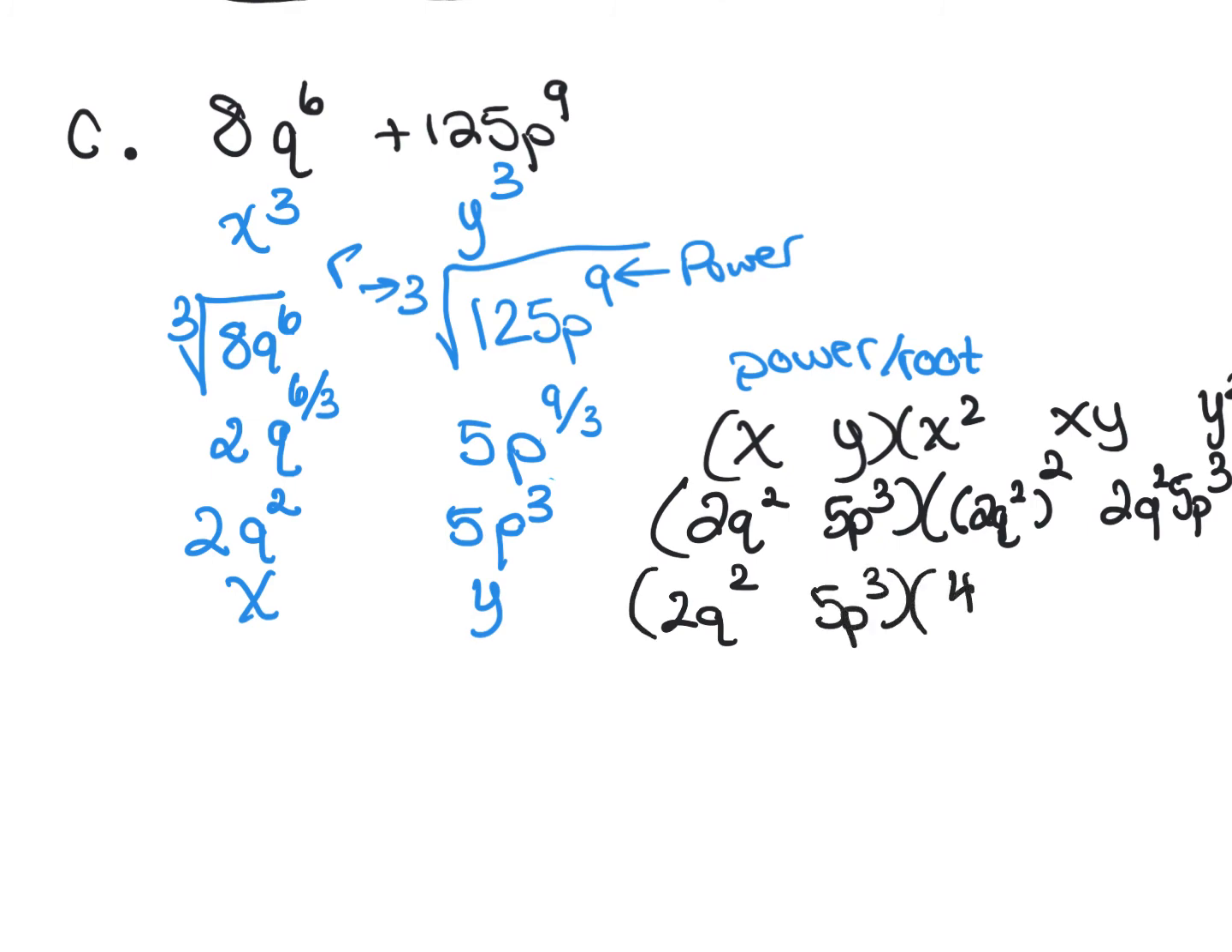2 squared is 4, q squared squared is q to the 4th. 2 times 5 is 10, and we write in alphabetical order, so p cubed, q squared. And the last one, 5 squared is 25, p to the 6th. And then we soap. I started with a plus. Same, opposite, always positive.